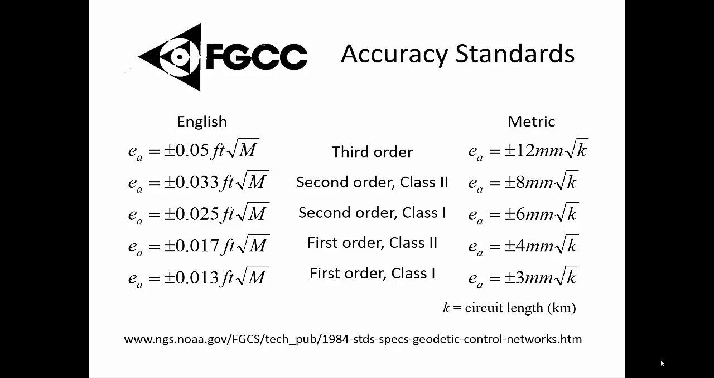This allowable error standard is one of the lower quality standards established by the FGCC, or Federal Geodetic Control Committee. Third order level closure, as we have seen here, is adequate for all agricultural and most construction and engineering applications.